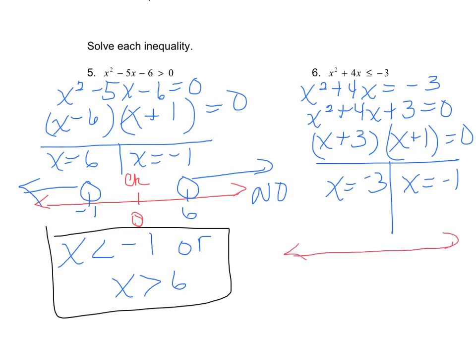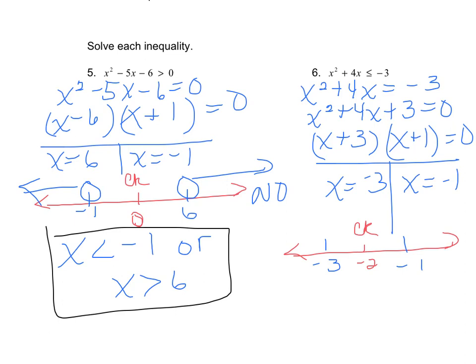Negative 3 comes here. Negative 1 comes here. I'm going to check a number that falls between them, and the only one that I can check is a negative 2. So I'm doing a check for negative 2 to see if it works. So I'm going to plug it back into the original inequality and see if I get a number that is less than or equal to negative 3.